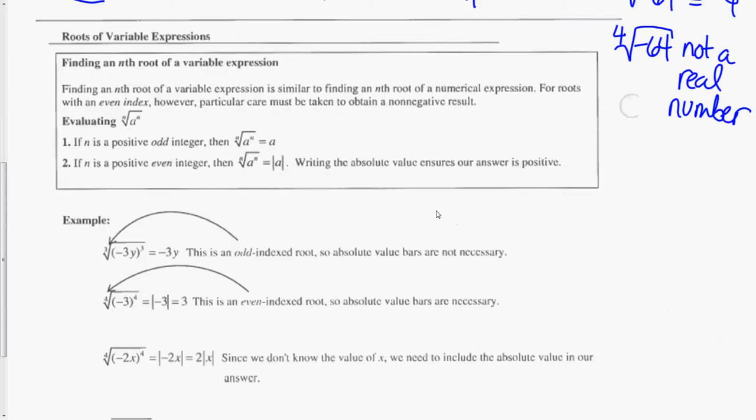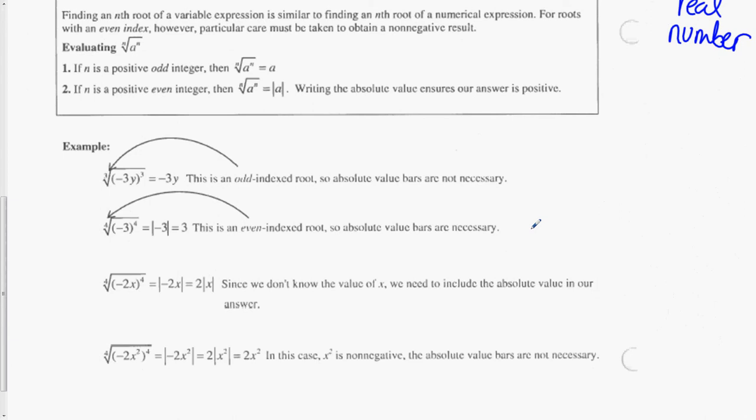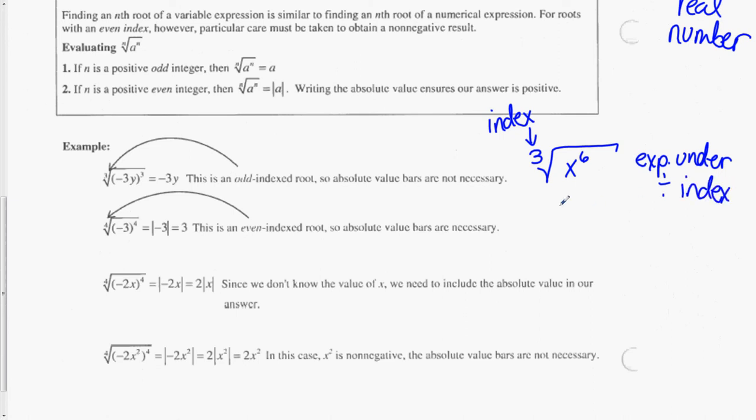Okay, finding the nth root when we have a variable. When we talk about variables, remember I told you you have a number that's in the index. That's the number that's in the pocket. If you have a variable underneath there, what we're going to do is divide the exponent underneath by the index number, and that's how this will come out.